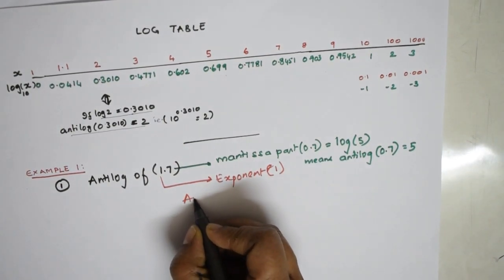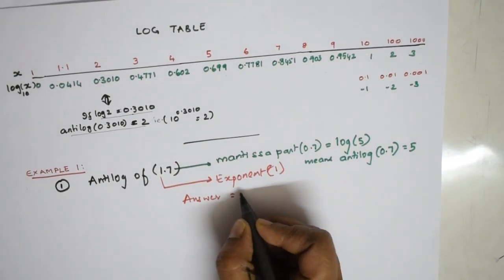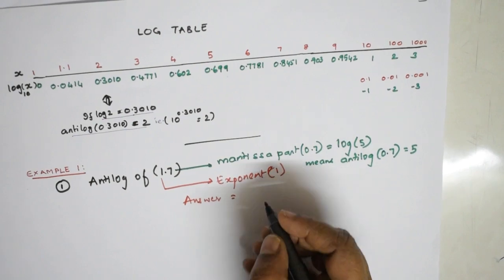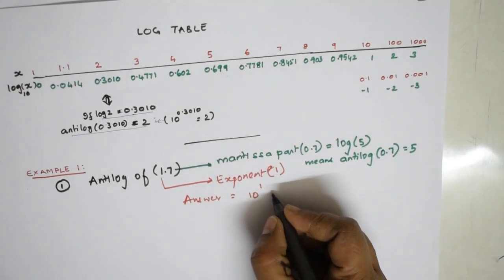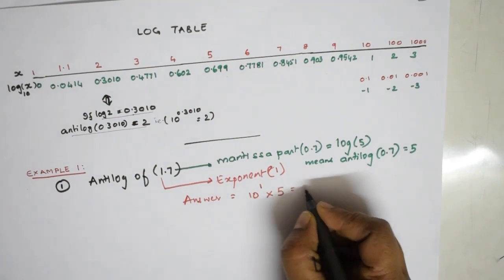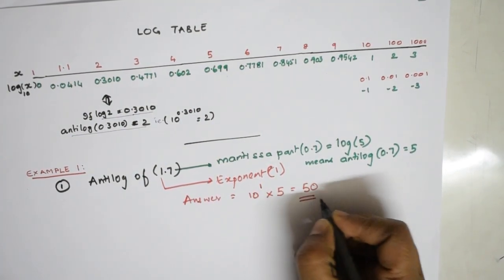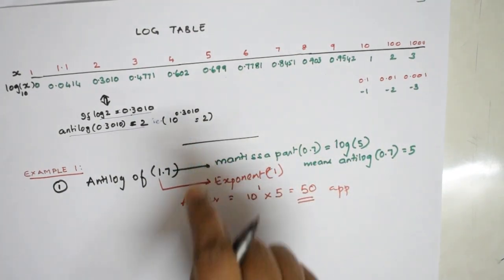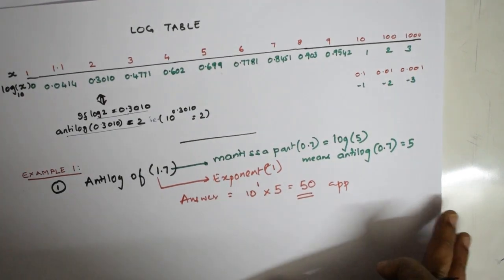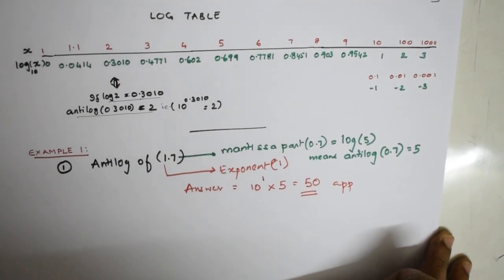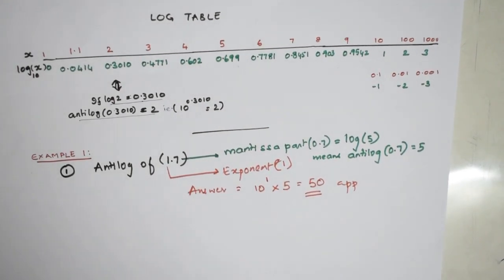Now let us find the answer. Simple. What is the exponent here? 1. So it can be 10 raised to the power of 1, into 5. So what is the value equal to? 50. Simple, isn't it? This is the approximate value. So the value for antilog 1.7 is nothing but 50. Approximate value is 50. See, simple. Without using the antilog table, I have got the answer.